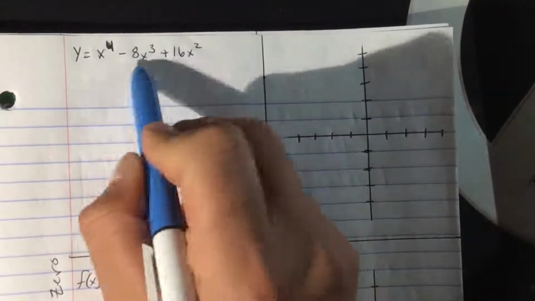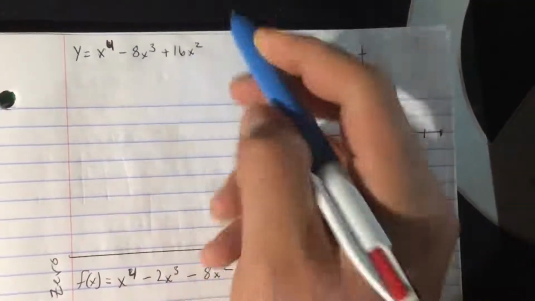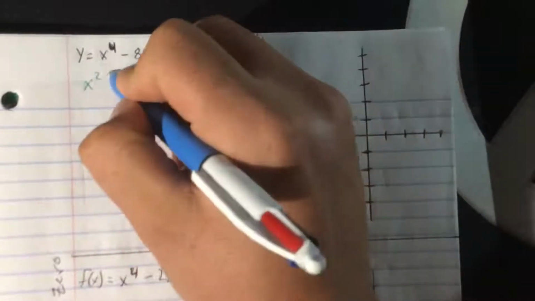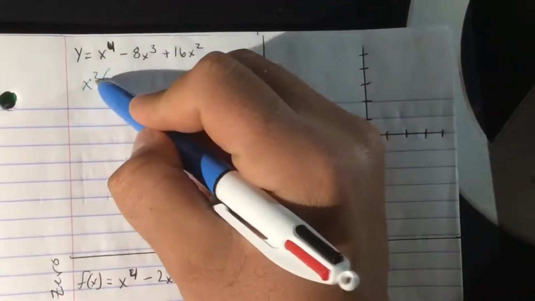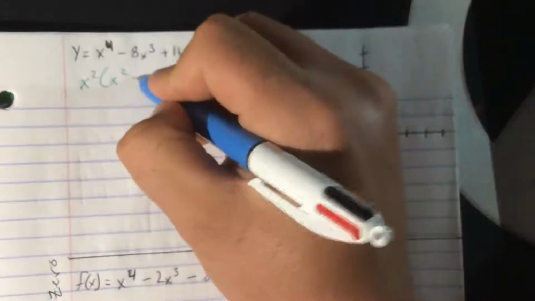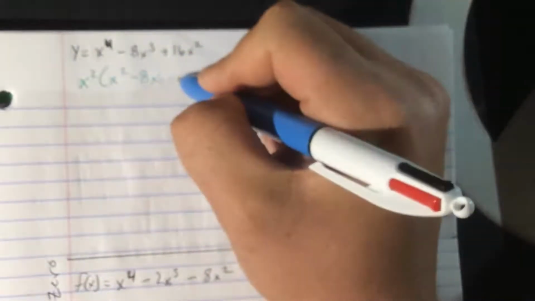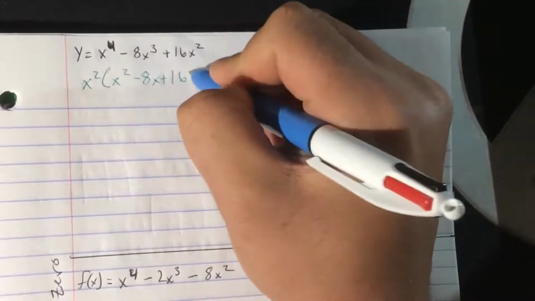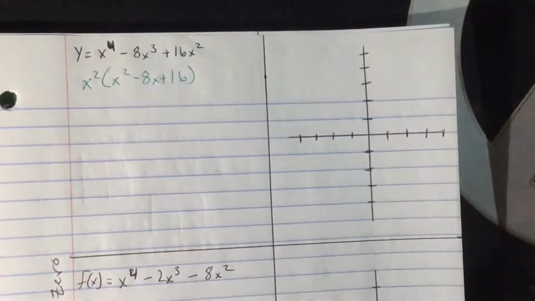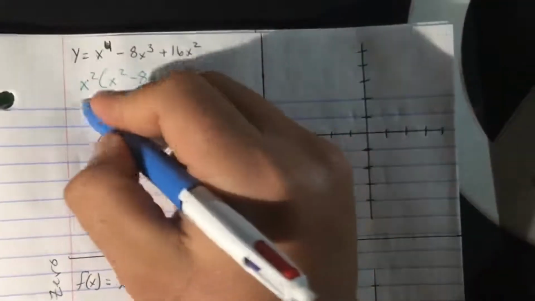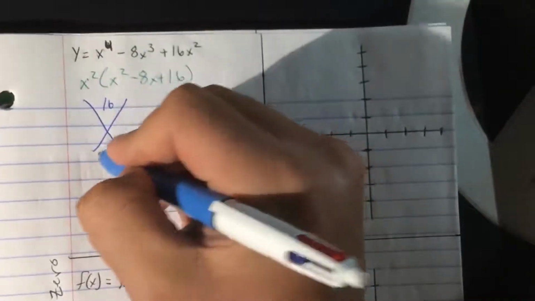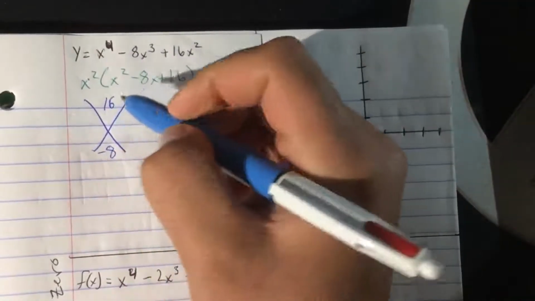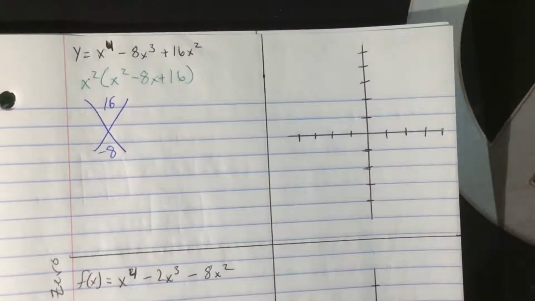We notice that these all have an x in common, actually an x squared in common. So we're going to pull out an x squared, and then x to the fourth divided by x squared just gives you x squared. Negative 8x cubed divided by x squared gives you negative 8x. And 16x squared divided by x squared gives you positive 16. Now we can go ahead and do our x factor. Put the 16 on top and the negative 8 on the bottom. So two numbers that multiply to equal 16 but add to equal negative 8. This could be negative 4 and negative 4.